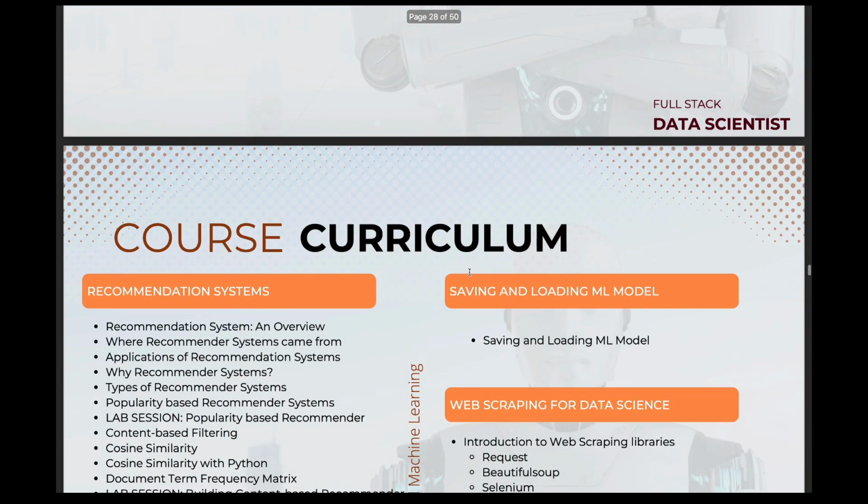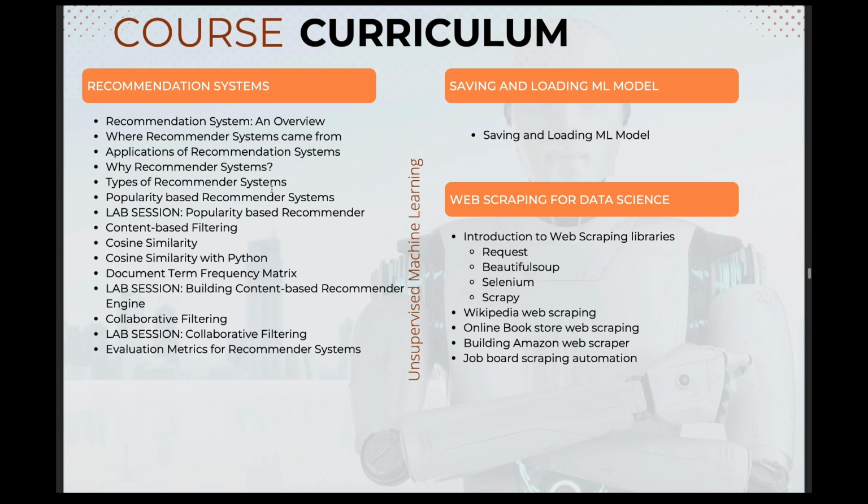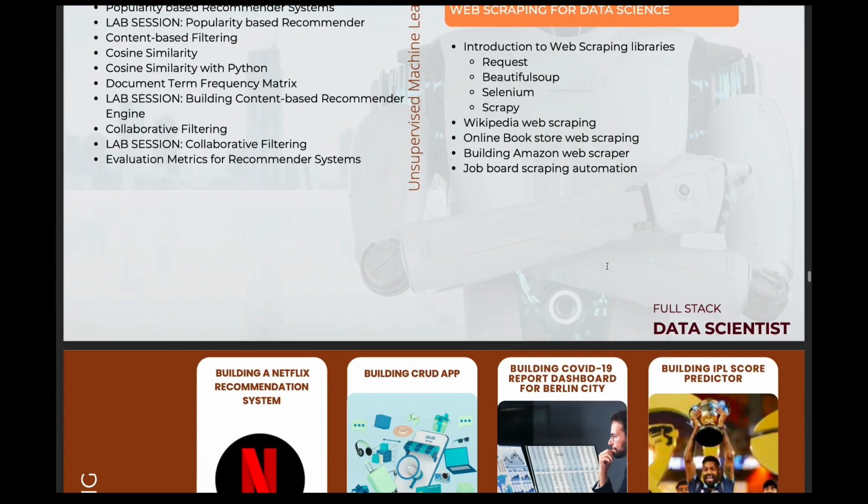Now, once these algorithms are done, then we come to recommendation systems, right? Where we're going to learn the concept, and then we go to the lab session to build our own recommendation engine, right? It's quite interesting in the course. We're also going to learn some web scraping, right? If you have data on the internet that you need to scrape and get access to for further analysis, you're going to learn how to do that in this course, right?